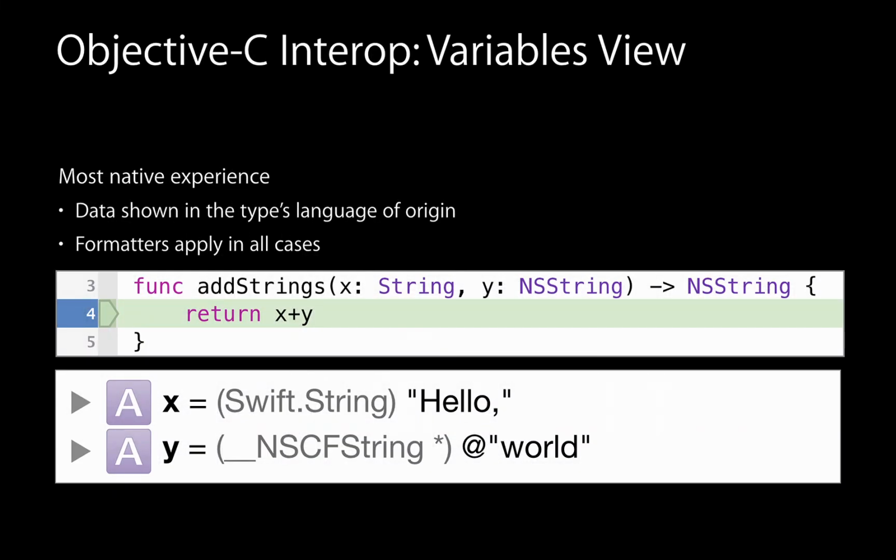The variables view goes by what's called a most native experience. We'll show you data in the language in which the type was first written. In this case, we see a Swift string and an NSString side by side. The Swift string is shown as a Swift string literal, as you would type in Swift source code. The Objective-C string literal is shown as an Objective-C string literal, as you would type that same thing in Objective-C source code. In all cases, data formatters will apply.